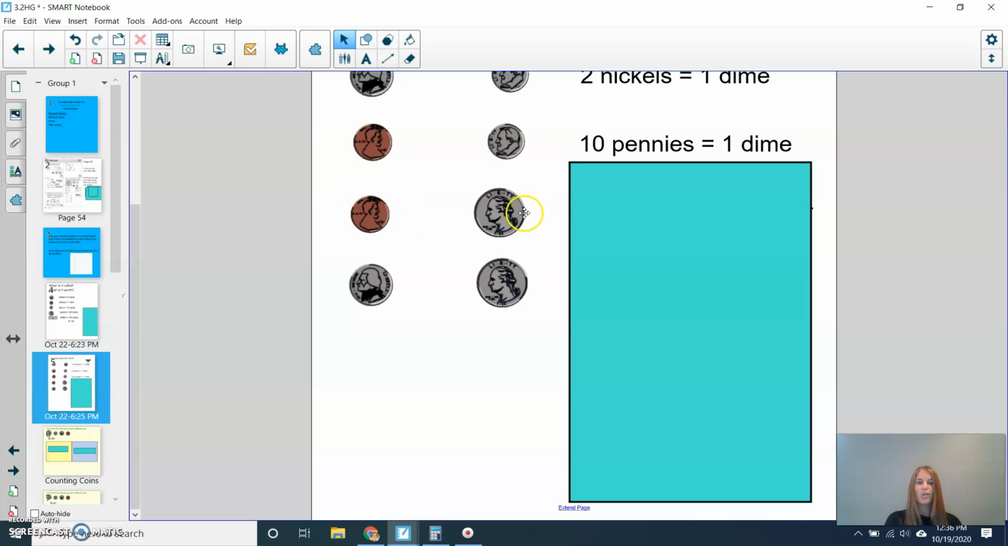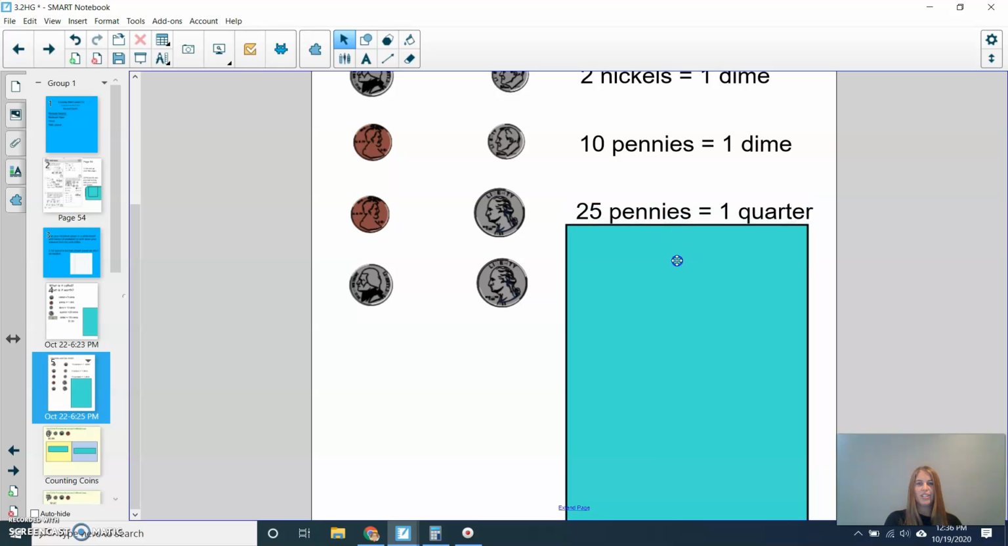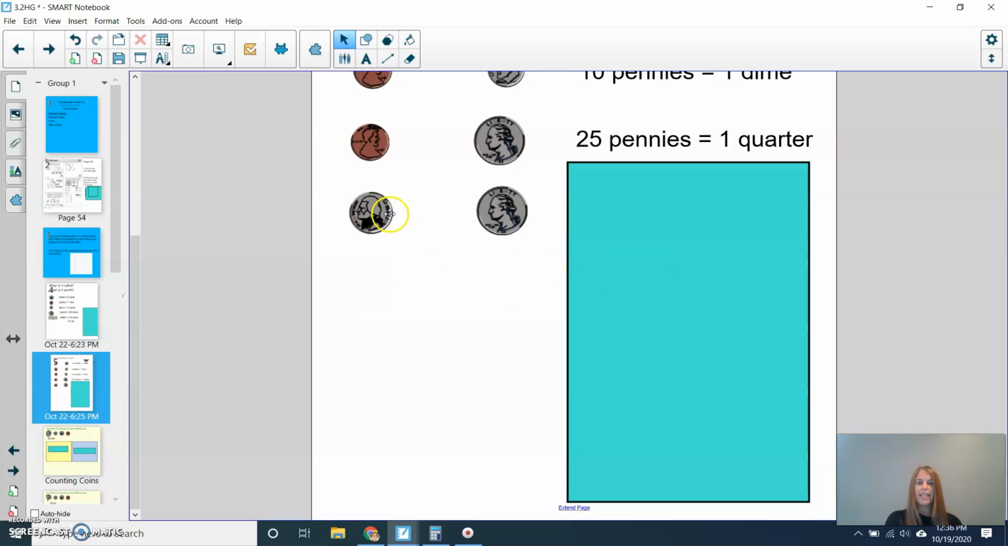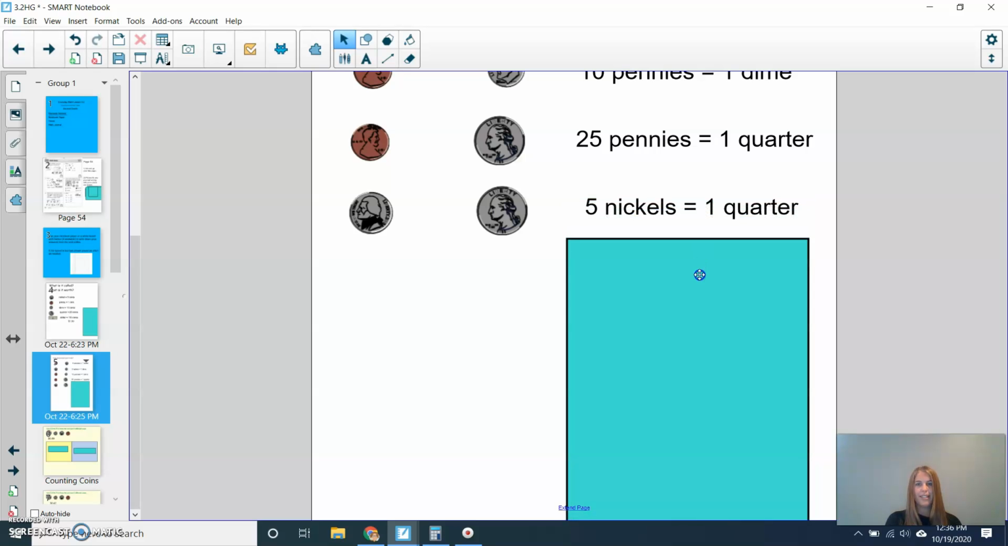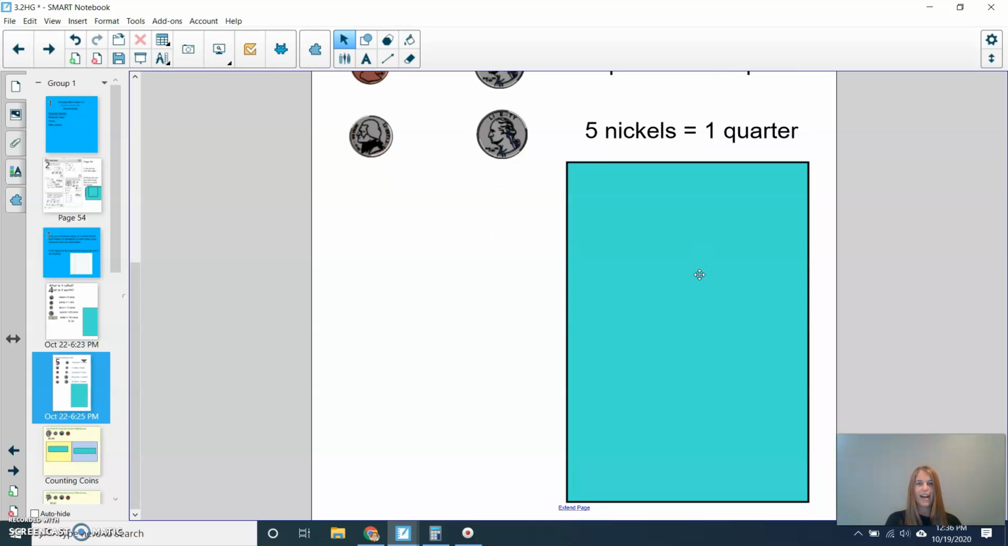How many pennies to equal a quarter? You would need 25 pennies. And then how many nickels to equal a quarter? When you're counting by fives, you would need 5 nickels because 5, 10, 15, 20, 25. It would take 5 nickels to get to 25.